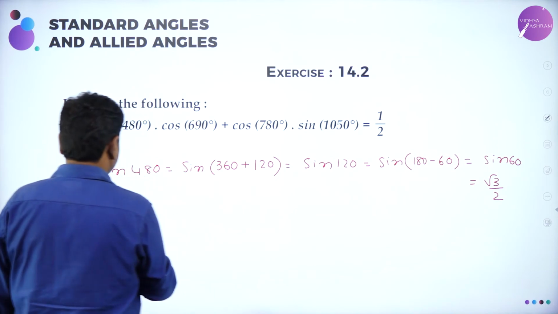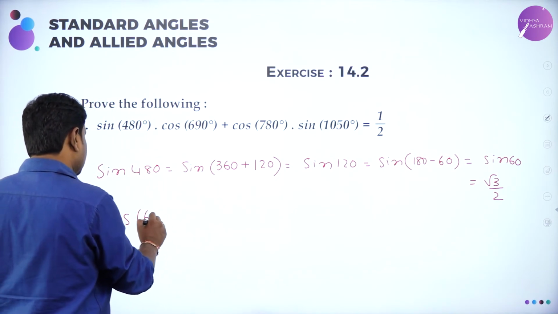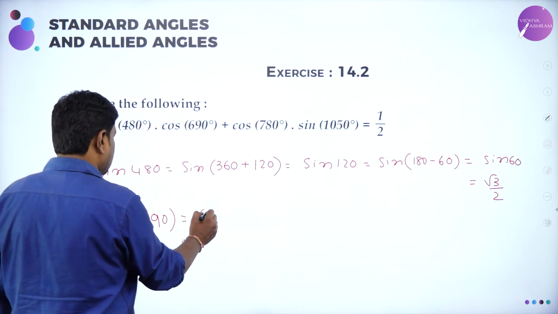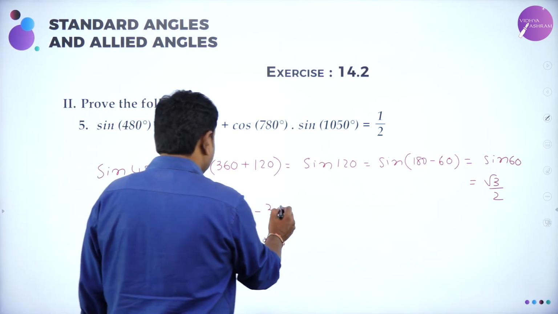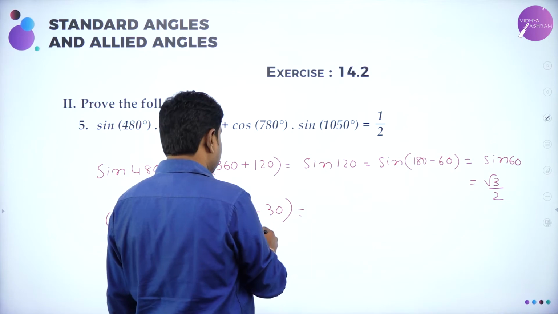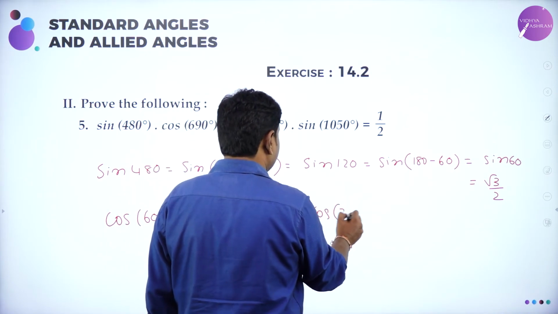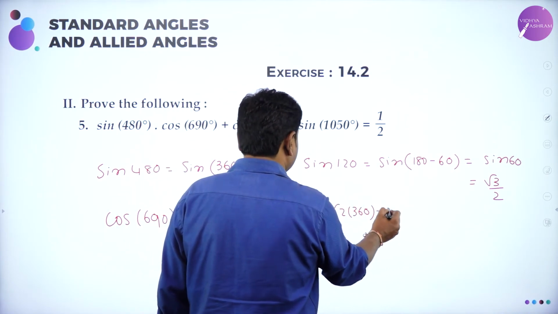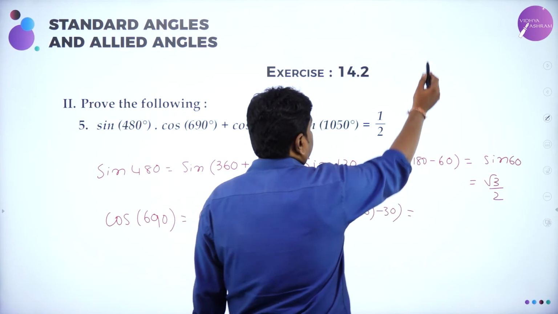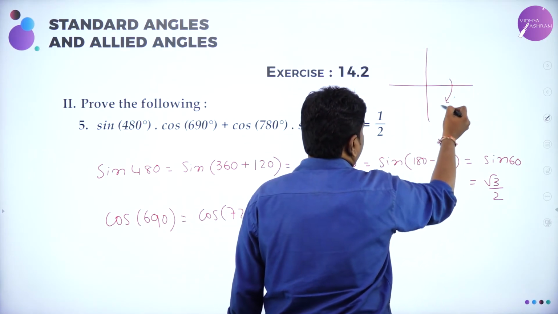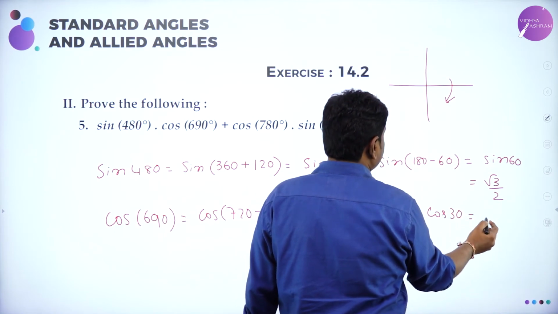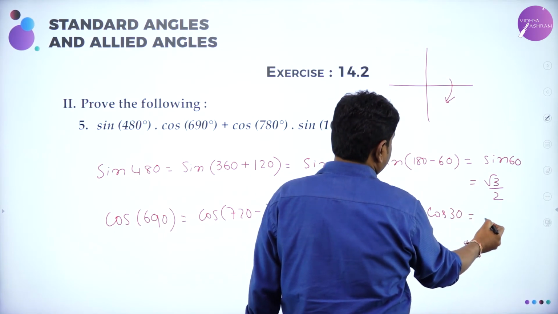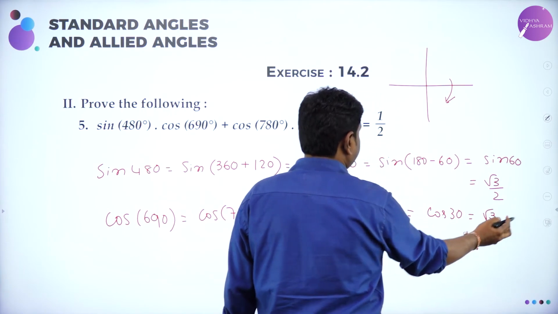And cos 690. Cos 690 is near to 720. So I can write cos of 720 minus 30. So this is in the form of 2 times 360. 720 means what? Cos of 2 times 360 minus 30. So 360 minus 30 means it is in the form of 360 minus theta. So cos of 360 minus theta is cos theta, and that is cos 30. Cos 30 is again root 3 by 2.